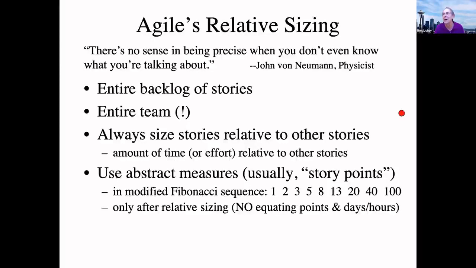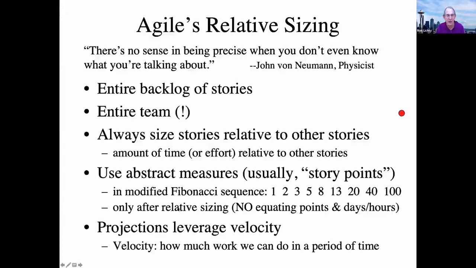8 plus 13 is not 20. But here's where we modify it and go for 20, 40, and 100, because 20, 40, and 100 represent huge, huger, and hugest. Or in Scrum terms, epic, epicer, and epicest. So we've got numbers for epic, epicer, and epicest of 20, 40, and 100. And we only apply those numbers after we relatively size everything. And our projections leverage velocity. So with velocity, we know how many of those points we can accomplish in a period of time. Then we can walk the period of time through a backlog and say, here's where we'll be on September 15th.